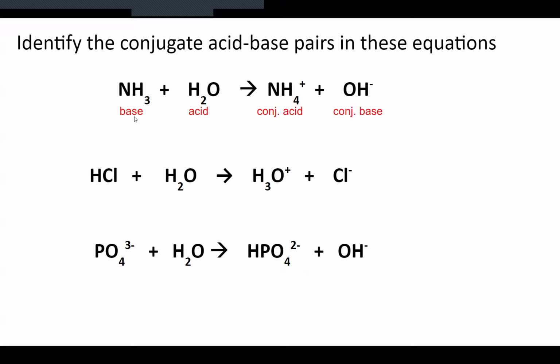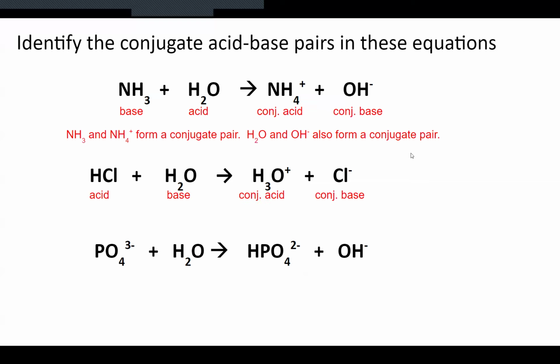And then one more thing, bases become conjugate acids. Acids become conjugate bases. Your two conjugate acid-base pairs are NH3 and NH4. Notice their formula only differs by H. H2O and OH are also your conjugate acid-base pair. Oops, sorry. Let's look at the next one, HCl. On the left side of the equation, it's HCl. On the right side of the equation, I'm going to look for something that only differs by one H in formula. That would be Cl minus. To become Cl minus, HCl must have lost an H.